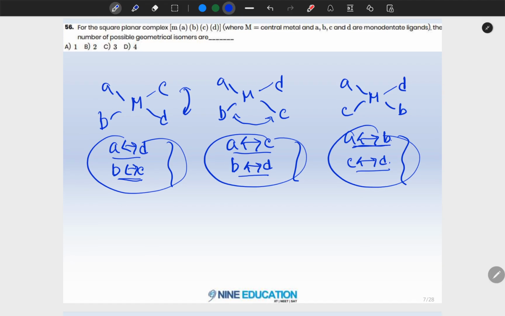All the possible combinations of these trans are actually possible in these three isomers only. So how many possible geometrical isomers are there? There are 3 geometrical isomers possible in this case. That's why C is the correct answer.